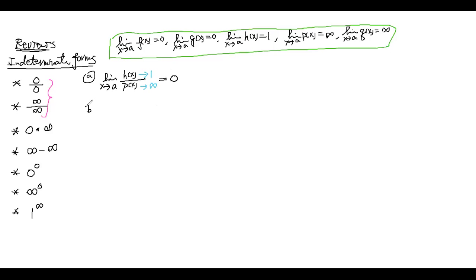Okay, so now let's take a look at part b. Part b is the limit as x approaches a of f of x over g of x, okay?